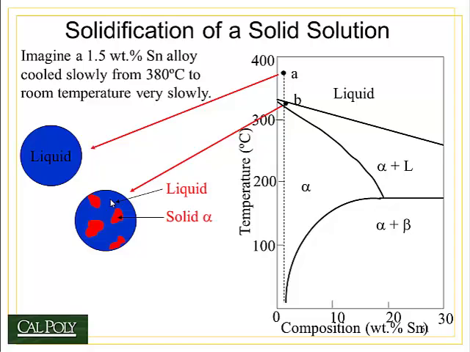And again, that's something you can learn from the tutorials, and I'll encourage you to look at those. They will be part of your homework and probably on the final exam. Now what happens if we cool it all the way down to, say, 100 degrees Celsius? Well, at that point we have all alpha.